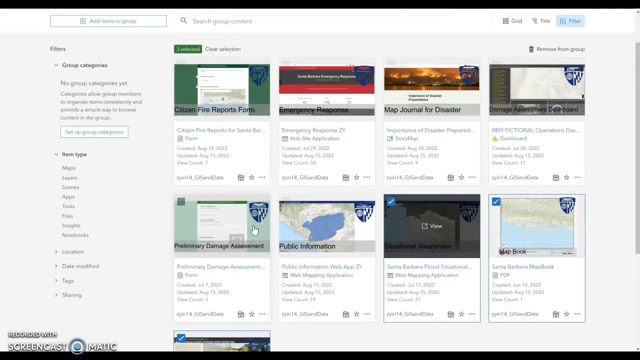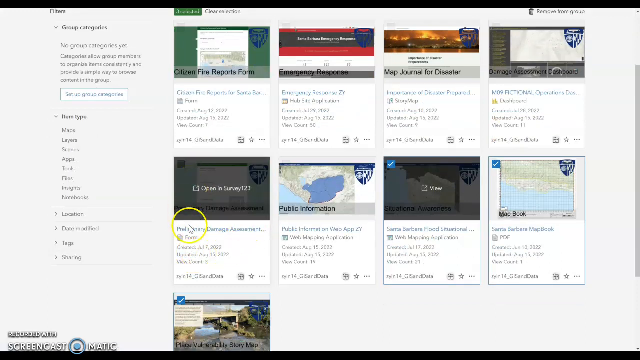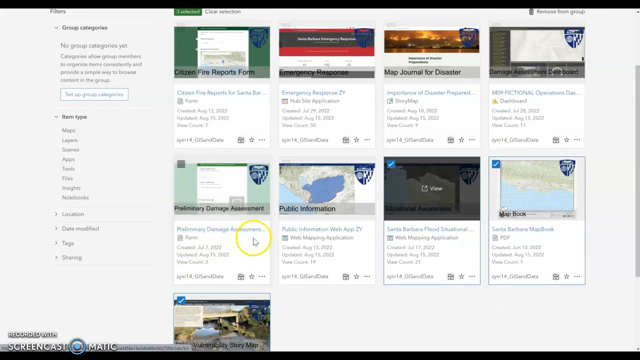And from that, we see one of the important forms. This form is for emergency responders. They go to the site and want to have a damage assessment about the situation. They fill out this form about where the hazard is, whether any structure got damaged, what the level of damage is, and whether they need further assessment from officials.